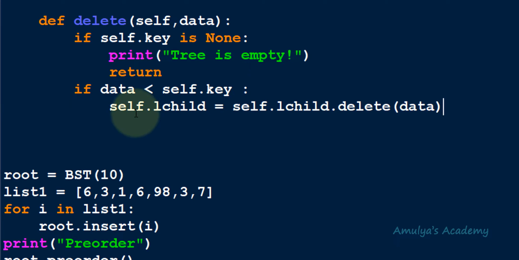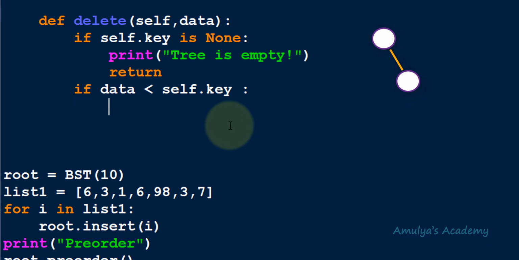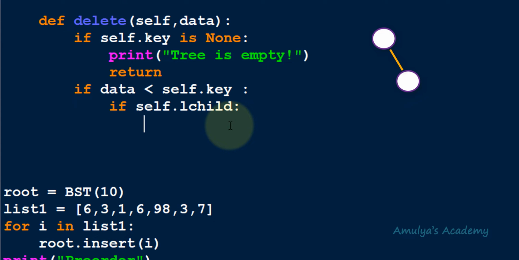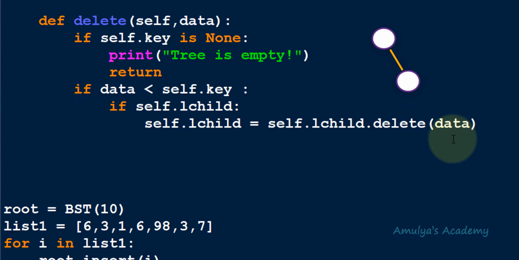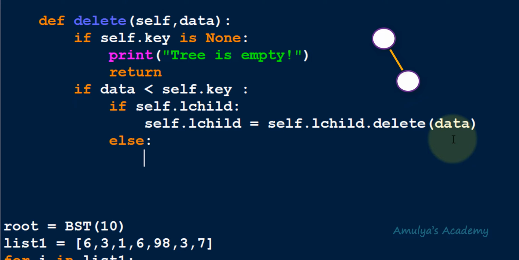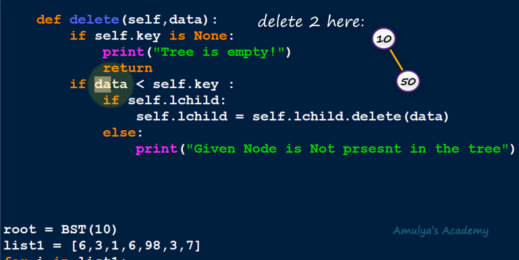Look, data is less than self.key. We need to go to self.lchild and apply the delete method there. But if self.lchild is not present, then what do we need to do? If self.lchild is None, then None.delete will give an error, right? For example, this tree doesn't contain self.lchild, so if I apply this, I'll get an error. So before performing this, I need to check whether self.lchild is present or not. If it is present, then perform this operation. Else, that means the given key is not present in the tree, right? Here you can see in this tree, if I mention 2 and it doesn't contain any left child, then if 2 is present in the tree, it needs to be on the left side, but the left subtree is empty, that means the given node is not present. So here I'll print this message. Okay, this is when data is less than self.key.